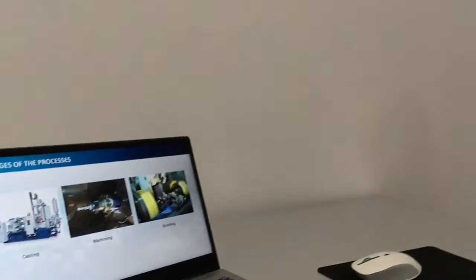Hello, I'm Mahmoud. So in this project, my part was to describe the stages of the processes. Basically our component was a radial engine assembly. So now I'm going to describe all the processes step by step.